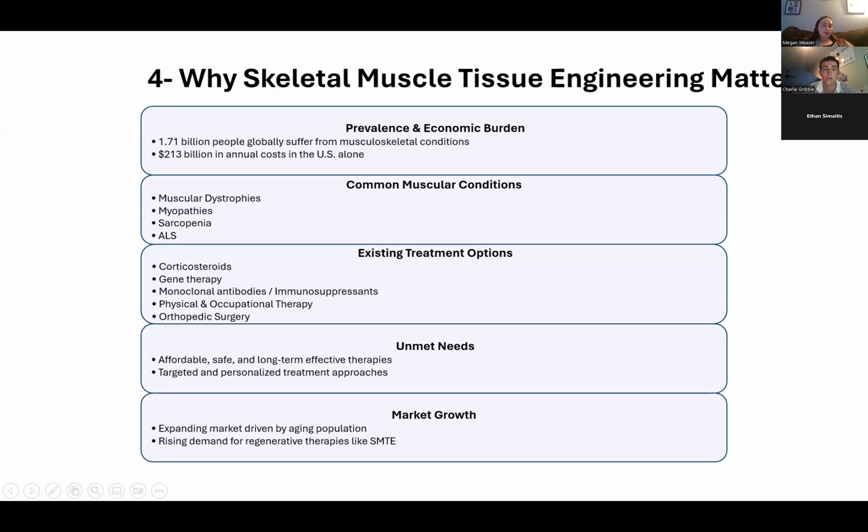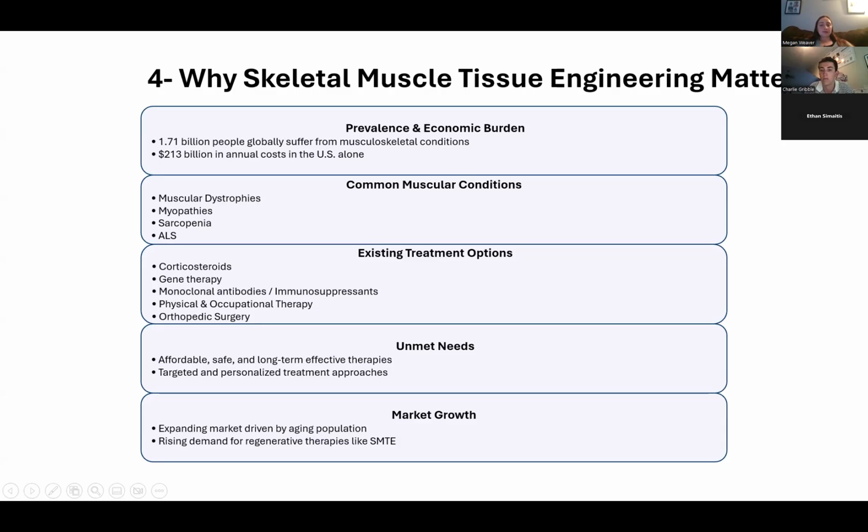So why does skeletal muscle tissue engineering matter? Musculoskeletal conditions are one of the key leading causes of disability worldwide. In fact, over 1.7 billion people are currently affected, with enormous implications not only for individuals' health, but for the economy. In the United States alone, these disorders resulted in 213 billion dollars in annual costs due to treatment, loss of productivity, and long-term care.